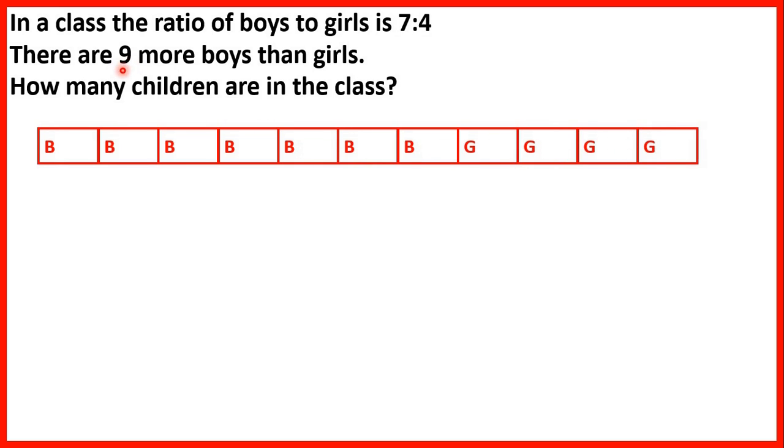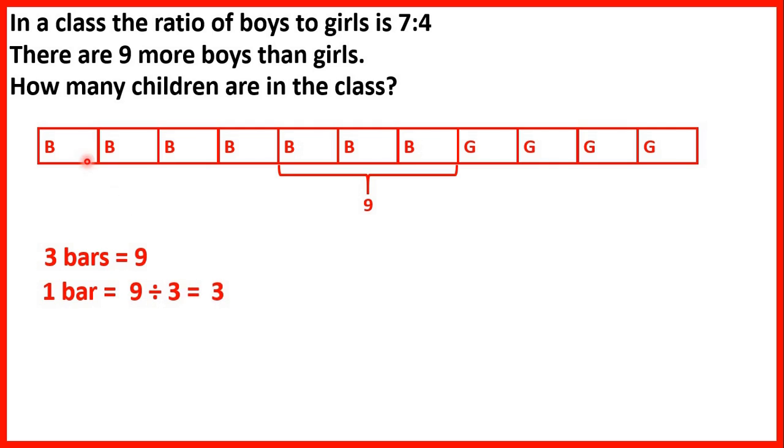Now we know that there are 9 more boys than girls. So we know that 3 bars must have a total of 9. Because that way, if we ignored these 3 bars, there would be 4 bars for boys and 4 bars for girls. But these 3 bars here tell us how many more boys there are. So if we know that 3 bars represents 9 children, that means to find 1 bar, we can divide 9 by 3, and that means that each bar represents 3 children.